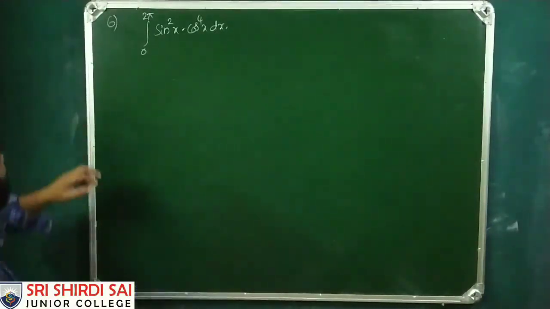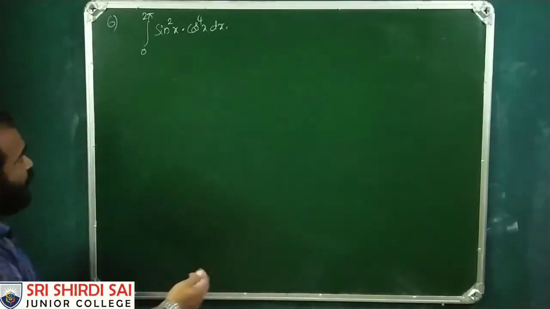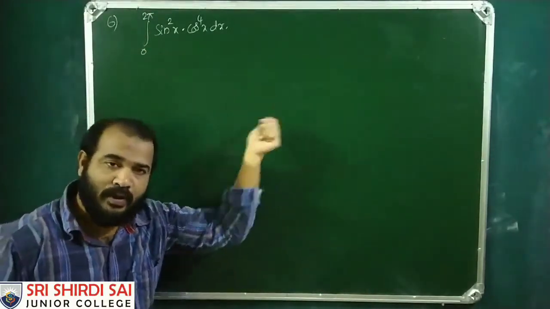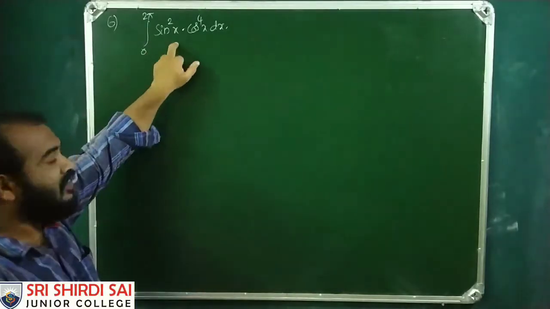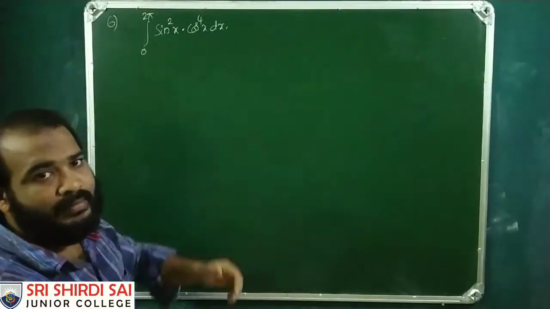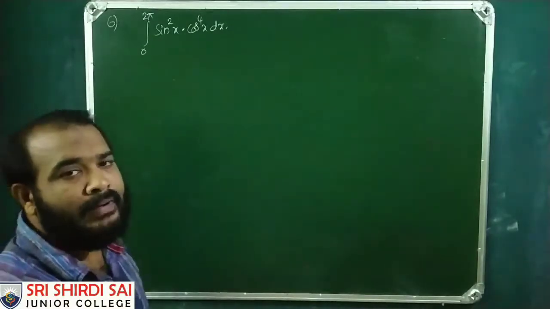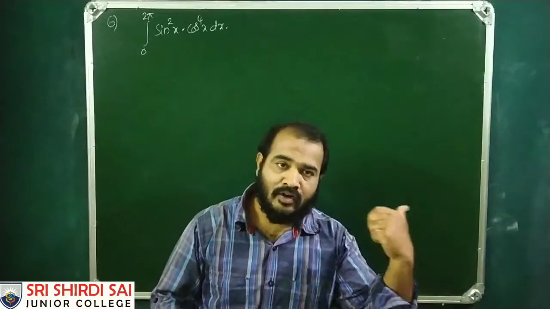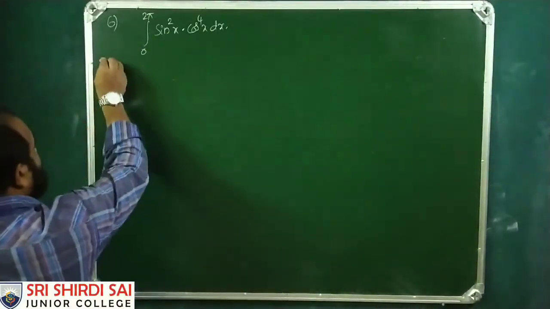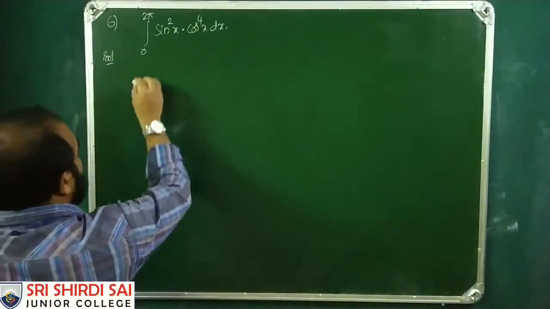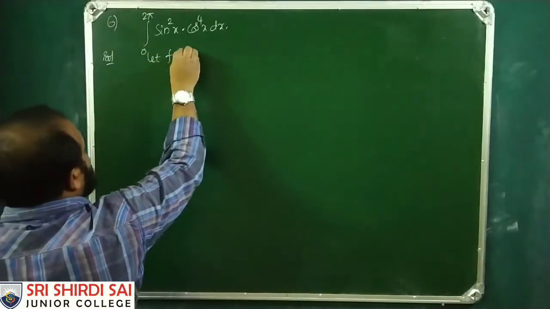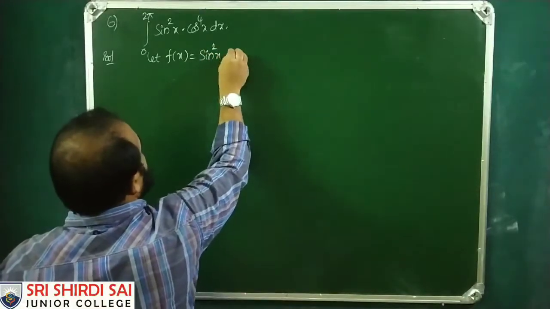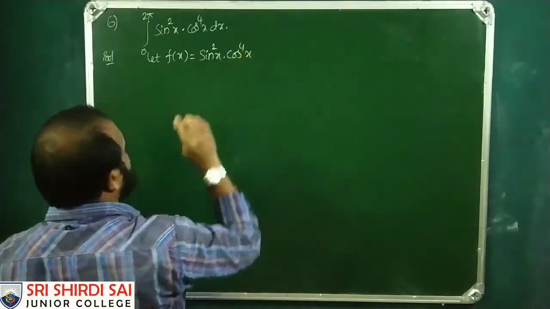So let us discuss the sixth question. As usual, like the last problem, it is also not in the form of integral 0 to pi by 2. So we need to convert this into integral 0 to pi by 2 first. So how? By suitable properties that we have discussed in definite integrals part 1. So let f of x is equal to sin square x into cos power 4x.